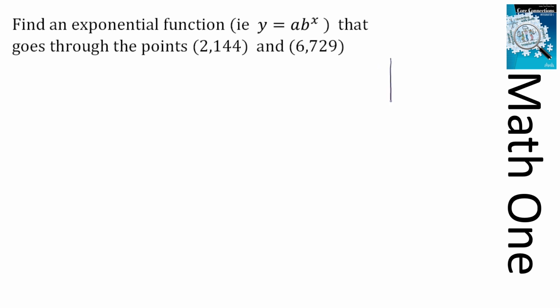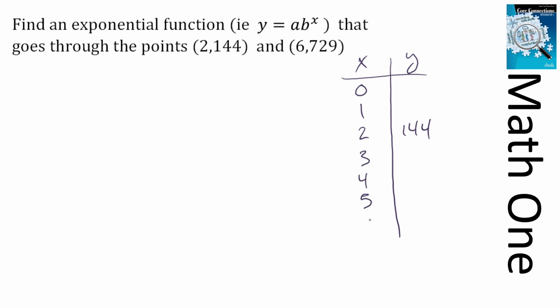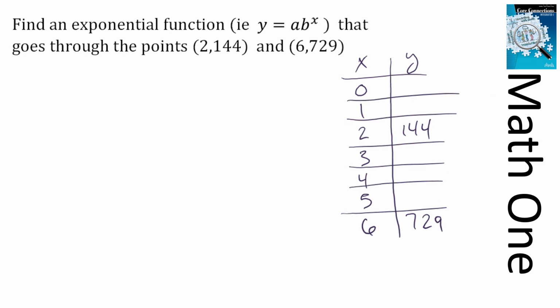What I like to do is start with the table of values and just see where I'm at. So you can see I've got x's and I've got corresponding y outputs. I don't know anything about 0 or 1, but I do know that when I put 2 into this function, it produces 144. I don't know anything about 3, 4, or 5, but I do know when I input 6, I get an output of 729. If it was just those two values, this could be a linear function as well, but they're asking me to find an exponential function that goes through these 2 points, so that's what we're going to do.